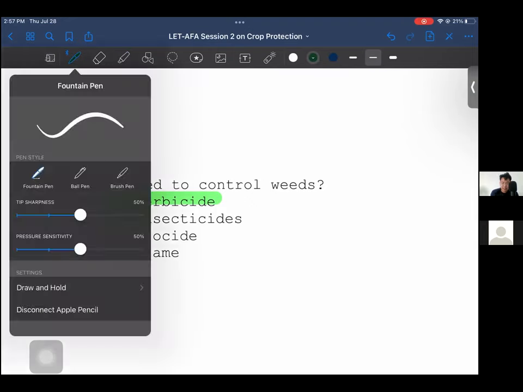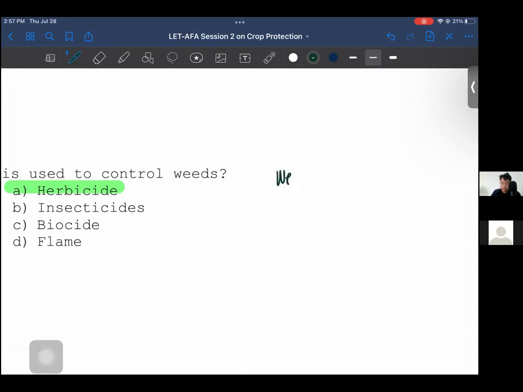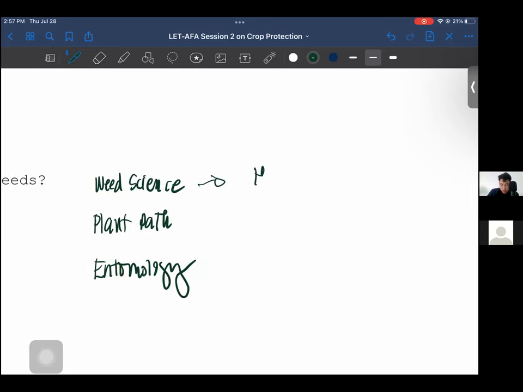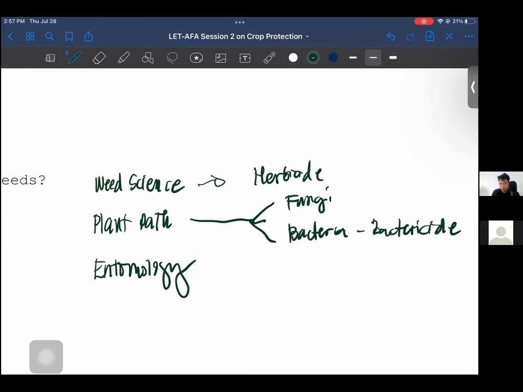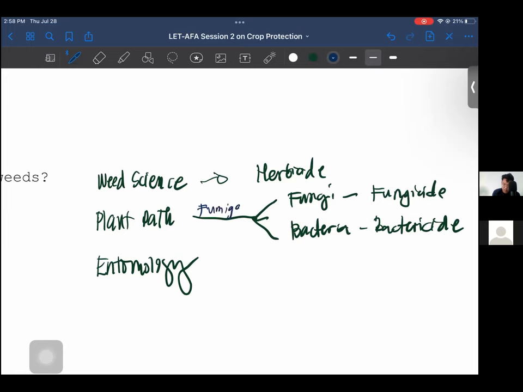Kanina, bago tayo mag-start, I discussed the three branches of crop protection, which is weed science, plant pathology, tapos entomology. So, weed science, weeds, kailangan ng herbicide. Plant pathology, it is further divided. So, pero sa fungi, bacteria, use bactericide. For fungi, use fungicide. In general, you can use fumigants. Whereas sa entomology, you will use insecticides.